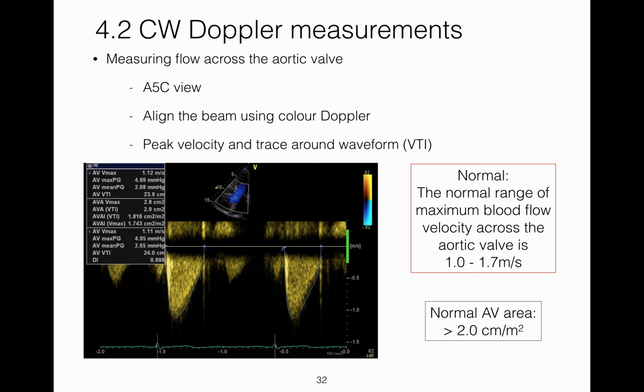The peak velocity should be identified and a trace around the outer edge of the entire waveform made, again to enable the calculation of the VTI, the velocity time integral. A normal velocity across the aortic valve, normal peak velocity, is 1 to 1.7 meters per second, and a normal aortic valve area, calculations for which we will cover in semester 2, is greater than 2 centimeters squared.